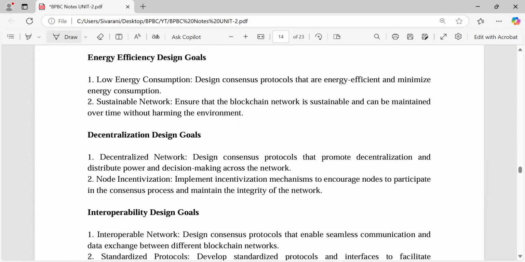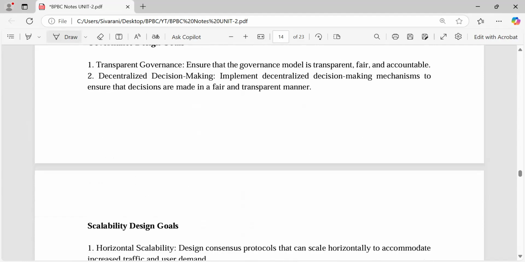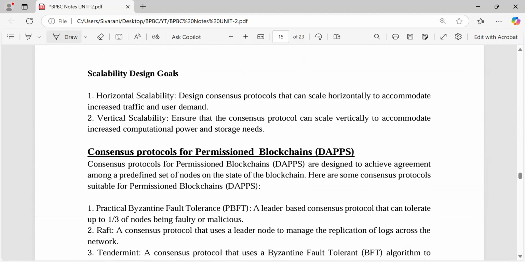decentralized network, node incentivization. Interoperability design goals: interoperable network and standardized protocols. Governance design goals: transparent governance and decentralized decision making. Scalability design goals means we provide vertical and horizontal scalability.